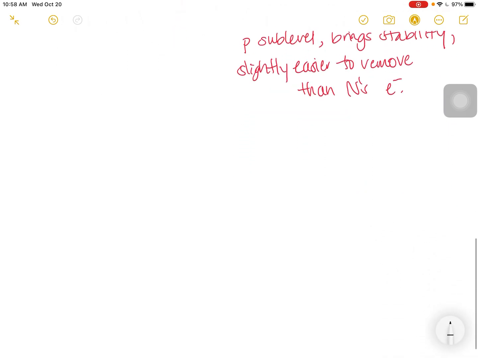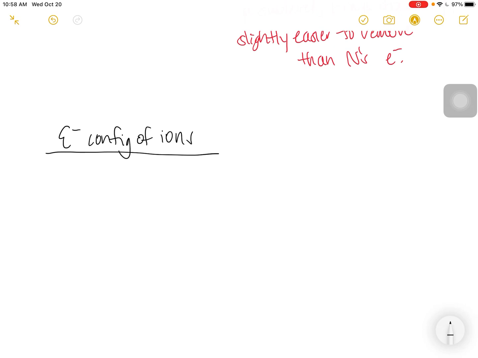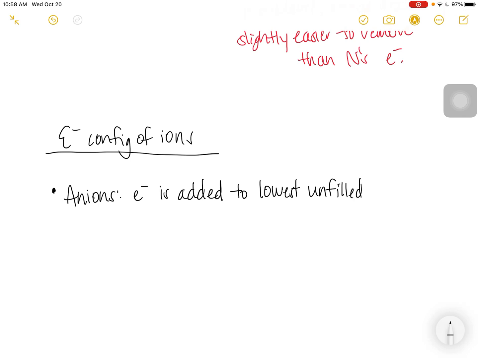The last thing on your note paper for this chapter is the electron configuration of ions, which we have already discussed, but it never hurts to see it again. So we talk about anions, where we would add an electron to the lowest unfilled energy level.